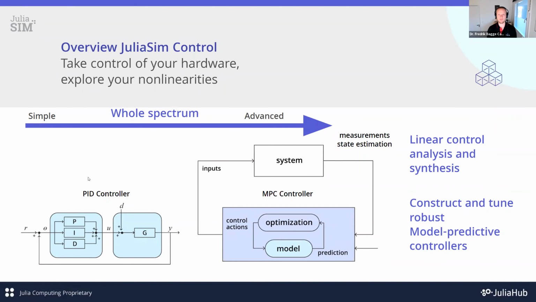So the JuliaSim control library offers a wide spectrum of control-related features. From the simple end, we have PID controllers, all your standard linear control system analysis and design tools, towards the more advanced spectrum where we have model predictive controllers that work for nonlinear systems. They employ an optimizer in the control loop running in real time, and that's something we'll talk about today.